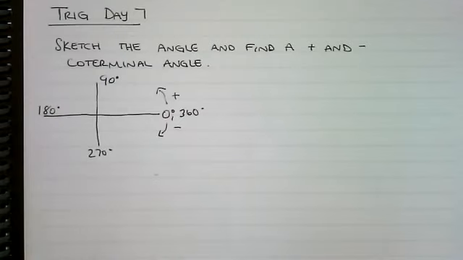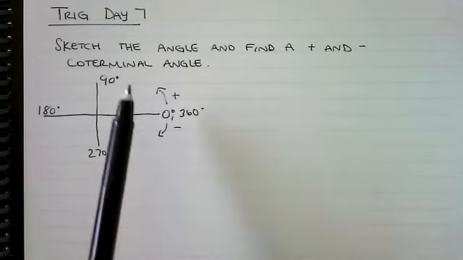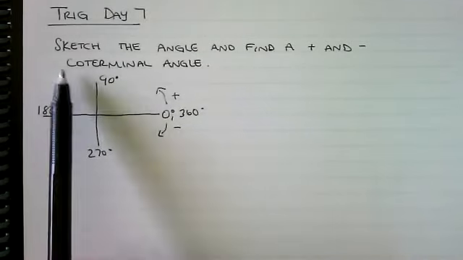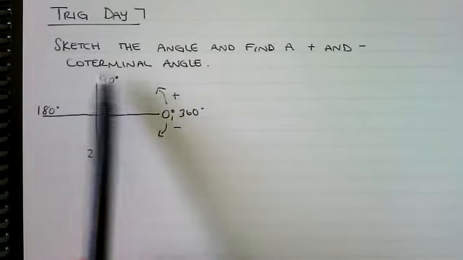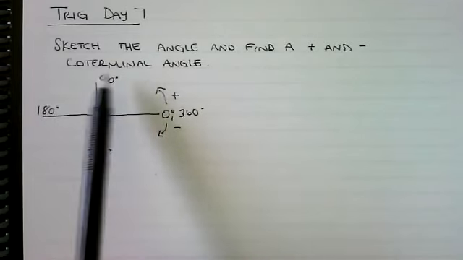And then for coterminal angles, it kind of has what it means in the name. Co means together, terminal means where it stops. So they stop in the same spot.